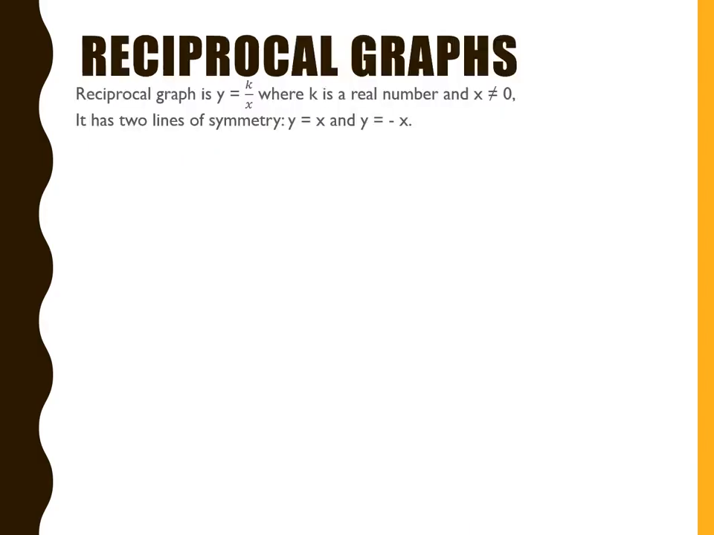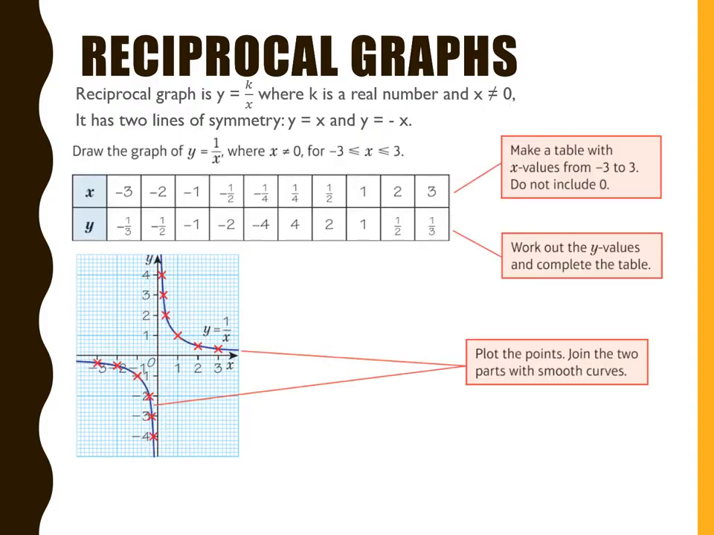The reciprocal graph is y equals k over x, where k is a real number and x cannot be 0. The reason why x cannot be 0 is that you can't have a fraction with 0 at the bottom. The denominator can never be 0. It has two lines of symmetry, y equals x and y equals -x. The same concept applies, you have to draw the table of values, but there's something slightly different here.